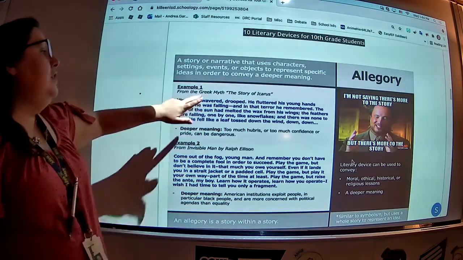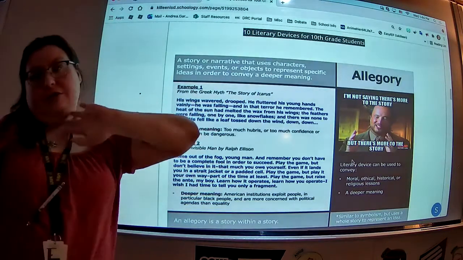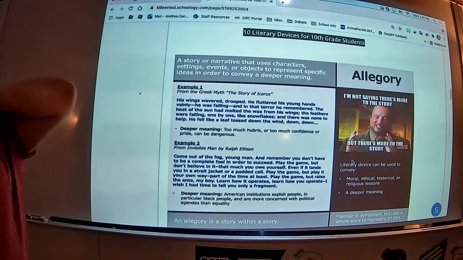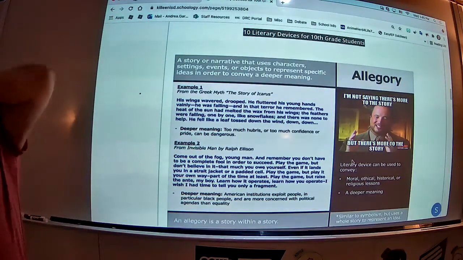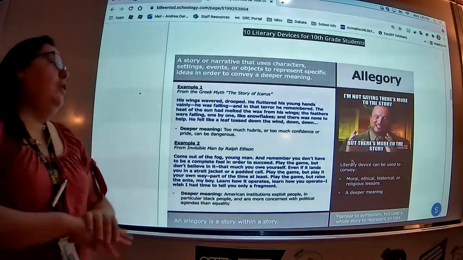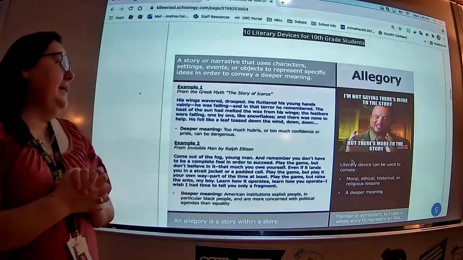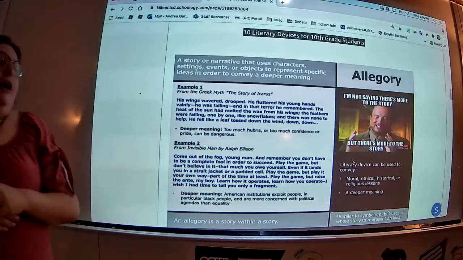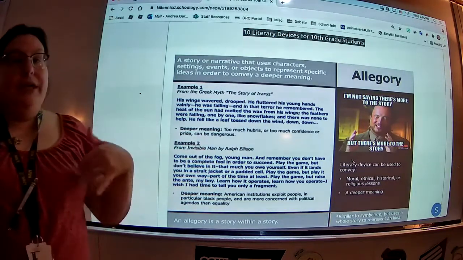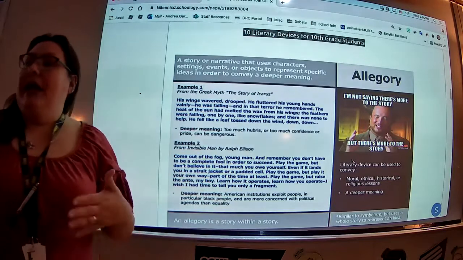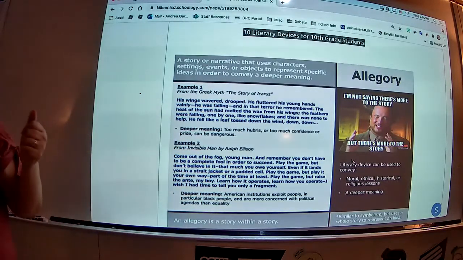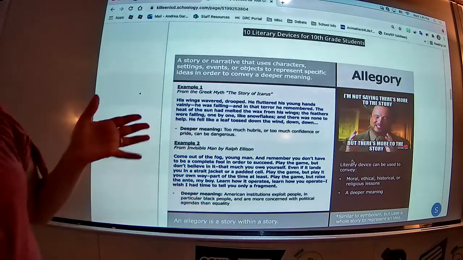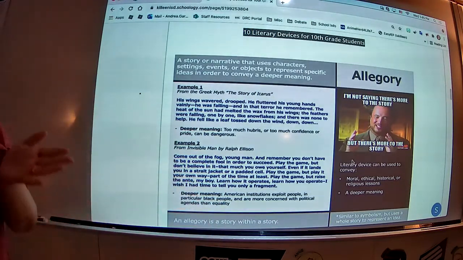So one allegory that's often used is the story of Icarus. Have you guys ever heard of that? Have you ever heard the term, you flew too close to the sun? So the overview of the story is that Icarus and his father are trapped on an island. They're trying to escape. The dad figures out a way to make wings out of wax and feathers, and he tells his son. So basically what happens is they make the wings and they're about to take off.